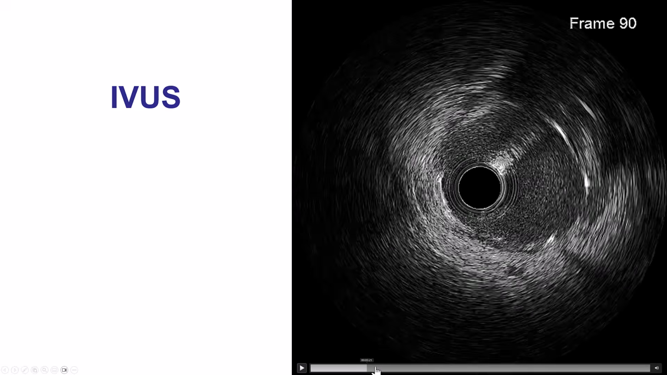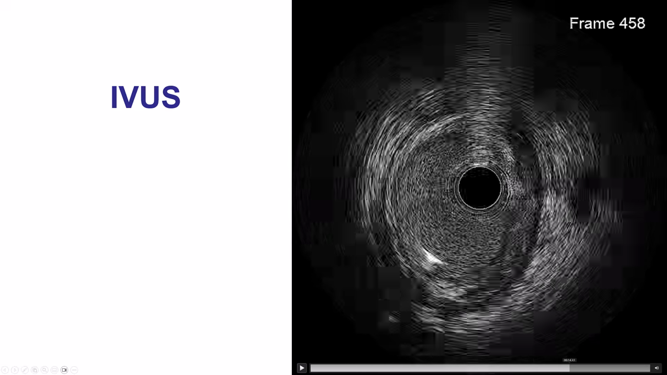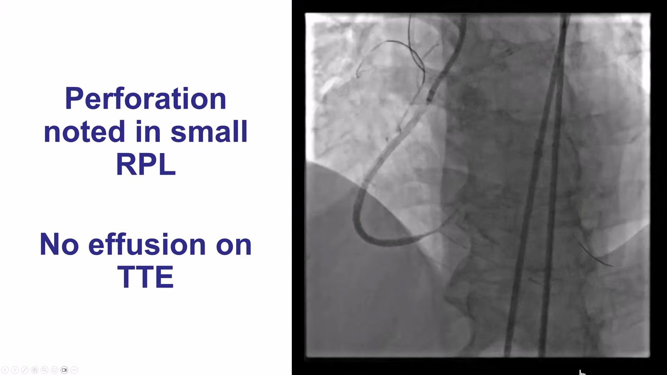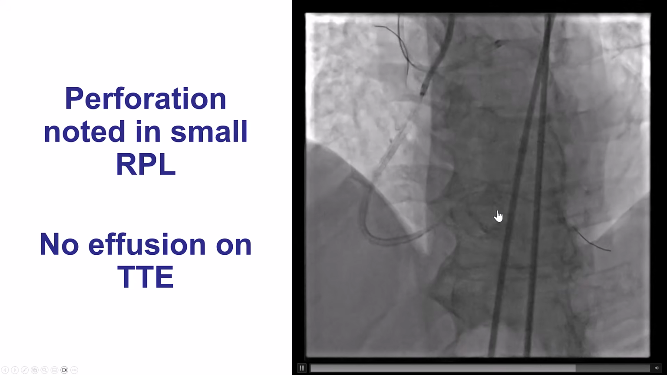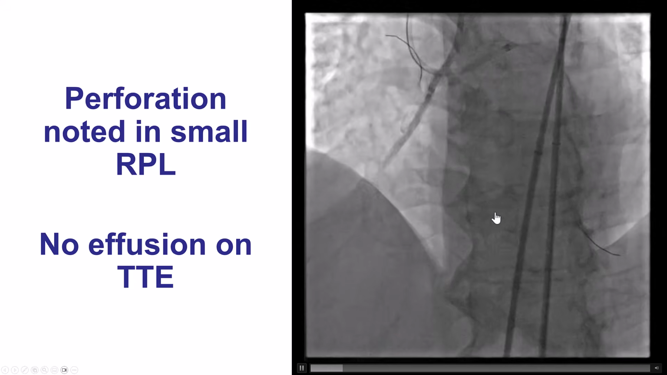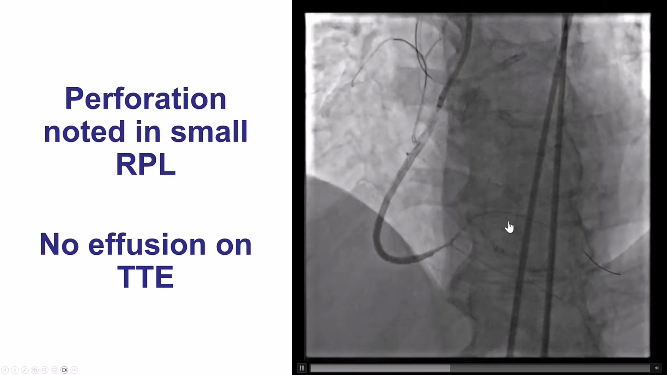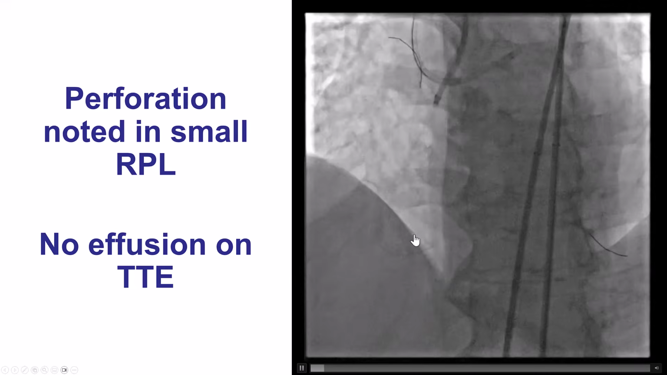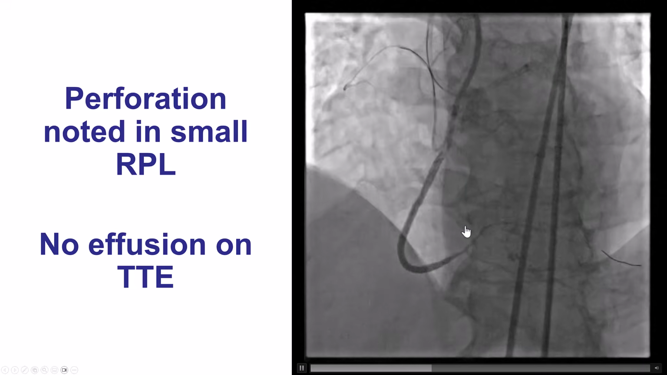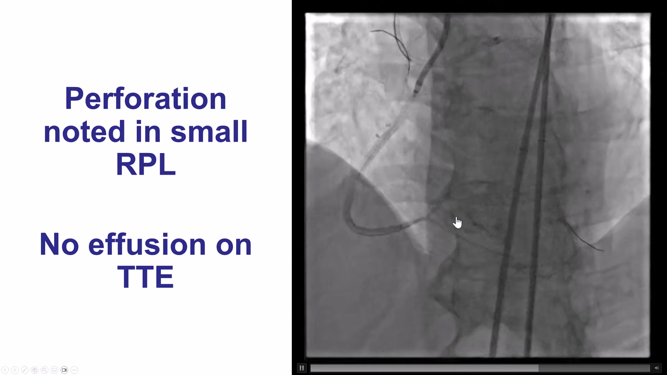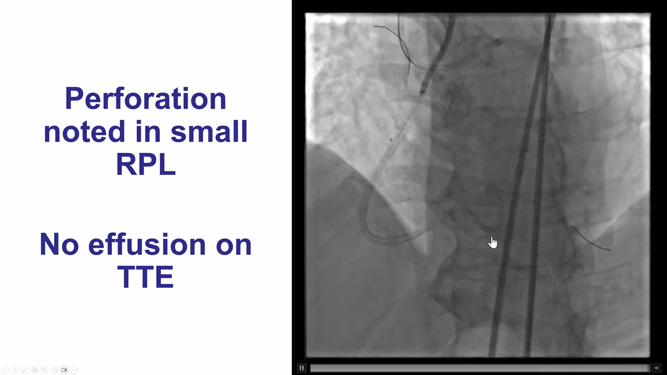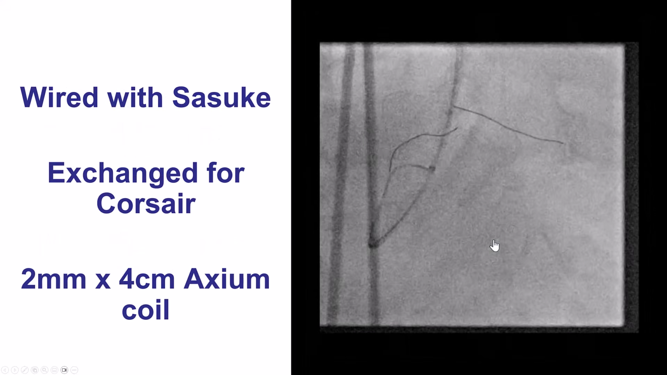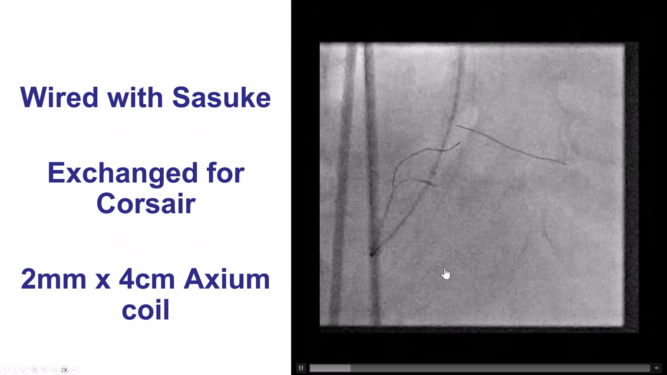IVUS demonstrated good stent expansion, good stent apposition. So this was great. However, as we were finishing up, we had TIMI 3 flow now in the right coronary artery, but we had a staining, some perforation, of a small vessel distally. And likely what happened is during the reentry attempts, one of the guide wires went into a small posterolateral and caused perforation. Echo did not show any effusion, but still we did not want to leave this.